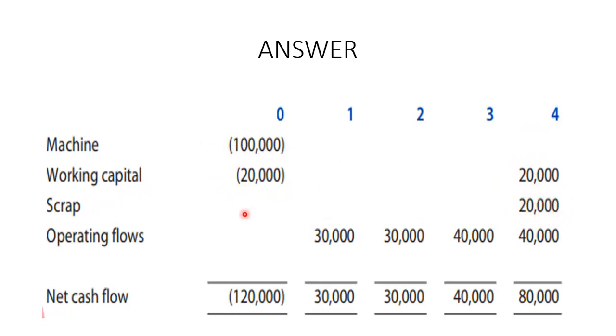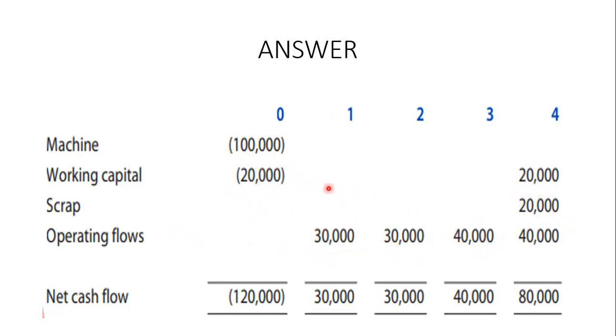All right. And then we have the operating flows. The question said operating flows were going to be 30,000 for years 1 and 2. So you have them laid out beautifully here. And then for year 3, operating flows went up to 40,000, and in year 4, also 40,000. So this is how working capital comes in when you have investment appraisal. That's the simplest working capital you'd have.